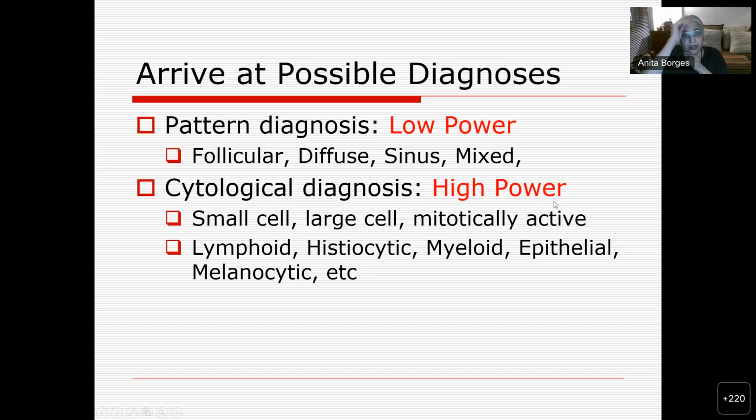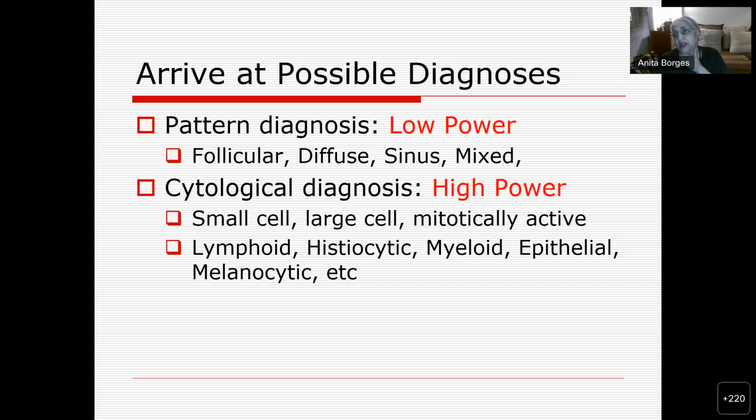And a high power diagnosis is a cytological diagnosis. You need to know whether the cells are small, whether they're large, whether they are mitotically active. Are they lymphoid? Are they histiocytic, myeloid, epithelial, melanocytic, etc.? Now, this only comes with a little bit of experience. Are we seeing a lot of cytoplasm in the cells? Are we seeing small condensed nuclei? And here comes the estimation of size, okay?